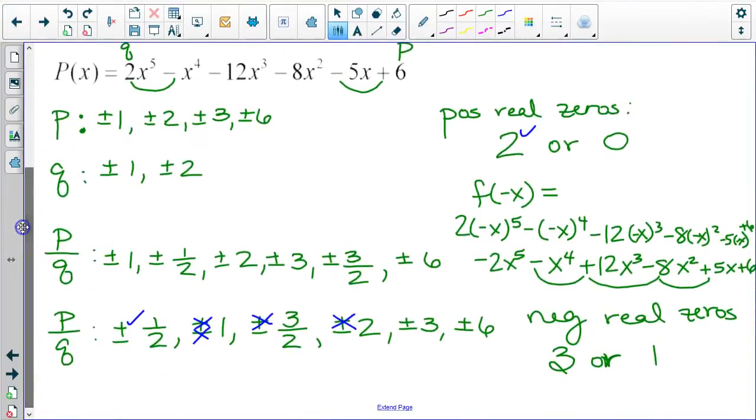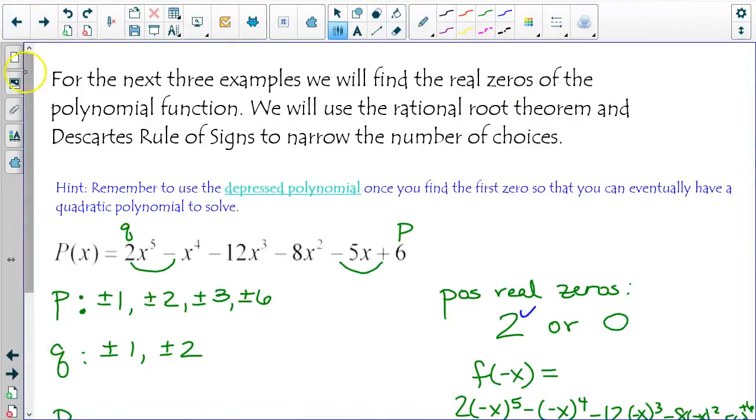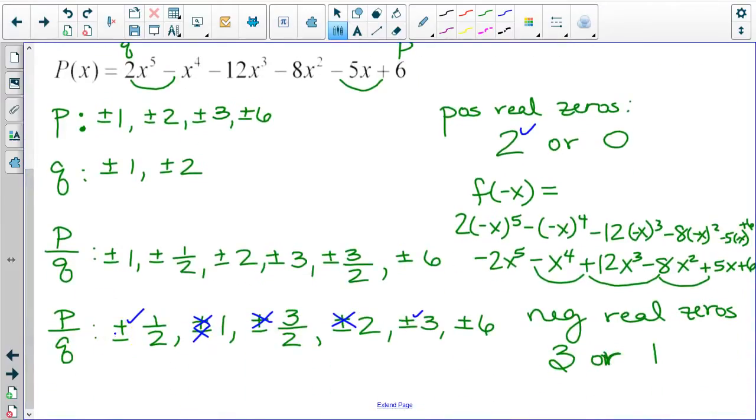Positive 3 worked. So did positive 1/2. I didn't try negative 1/2. I didn't try negative 3/2. There is a reason why I didn't try negative 1/2. It's because between 1 and negative 1, it's probably not going to cross right there, right? Yeah, so I'm going to cross that out. I forgot to cross it out. Thank you. I'm going to cross out negative 1/2, but what about negative 3/2?